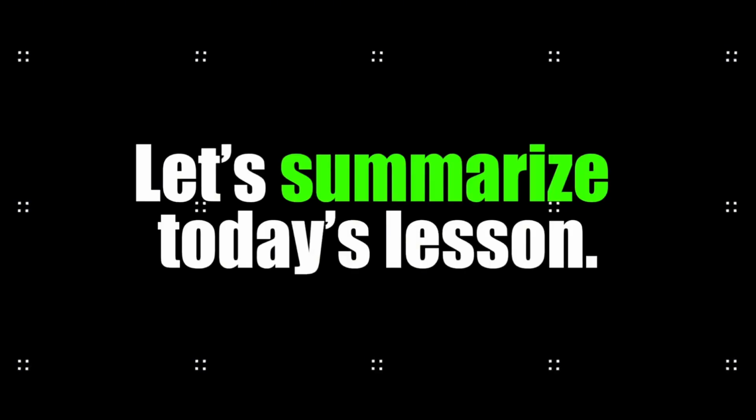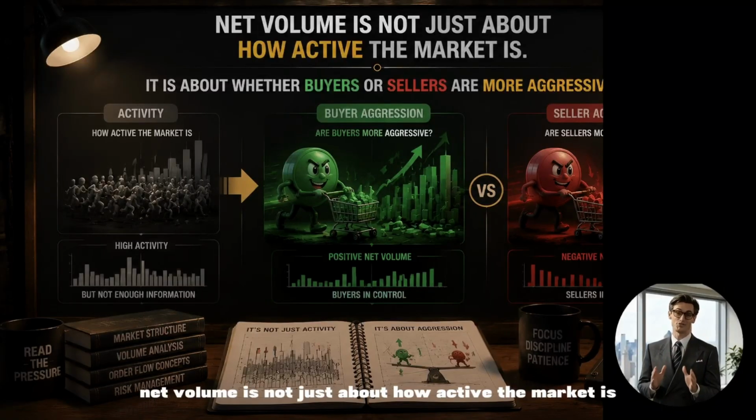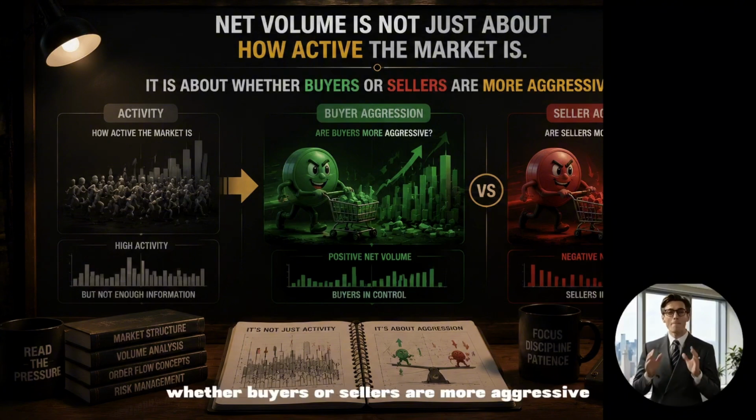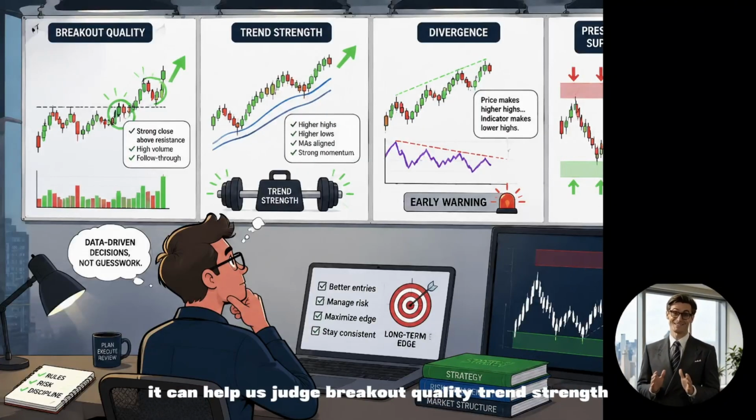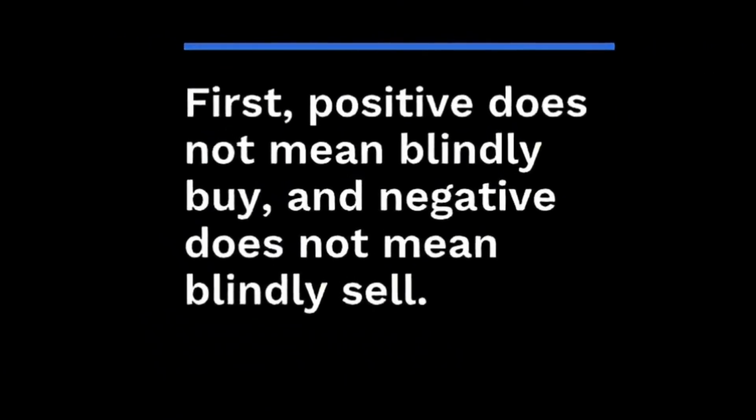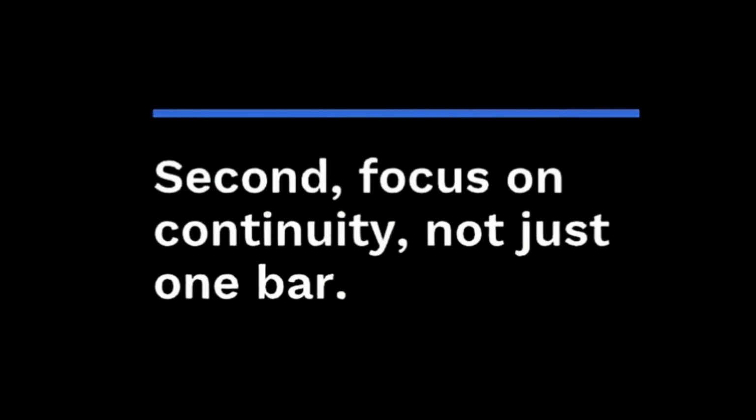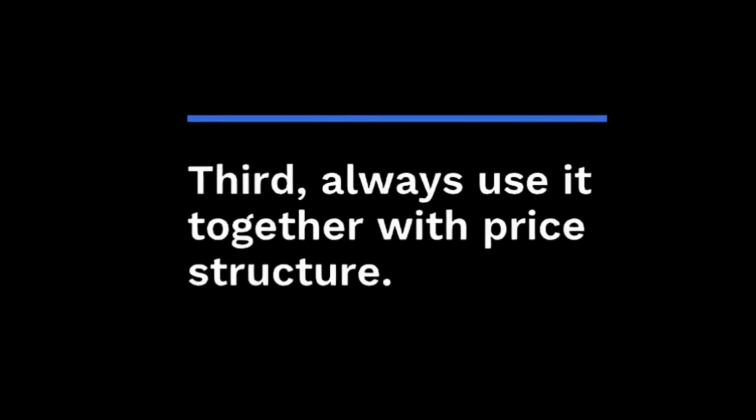Let's summarize today's lesson. Net volume is not just about how active the market is. It is about whether buyers or sellers are more aggressive. It can help us judge breakout quality, trend strength, divergence, and pressure changes near support and resistance. Remember 3 key points. First, positive does not mean blindly buy, and negative does not mean blindly sell. Second, focus on continuity, not just one bar. Third, always use it together with price structure.